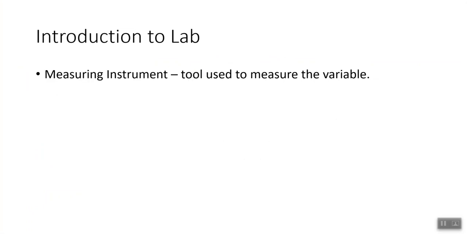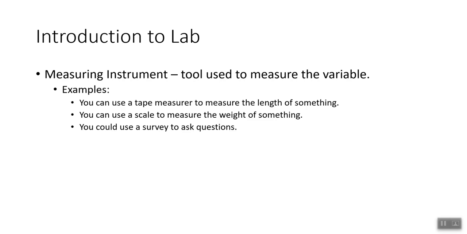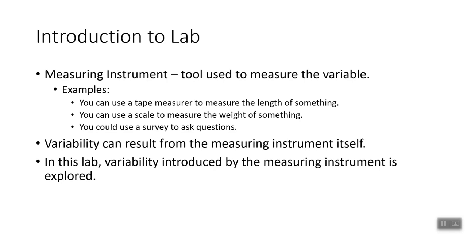The measuring instrument is the tool used to measure the variable. For example, you could use a tape measure to measure the length of something, or you could use a scale to measure the weight of something, or you could use a survey to ask questions. All of these are the measuring instrument. Variability can result from the measuring instrument itself. In this lab, variability introduced by the measuring instrument is what we explore.